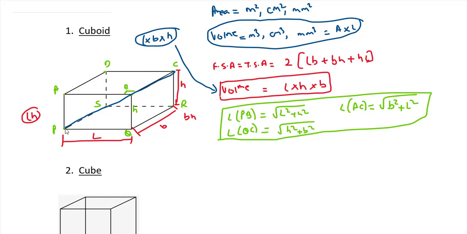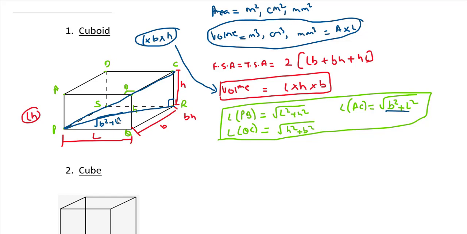For this we'll first join the point P and R as well. Now notice the points P and R are on the same plane, which is the bottom plane, and CR is perpendicular to PR. So we'll get a right angle triangle PCR. In this triangle CR is H. What is the length PR? PR will be nothing but your face diagonal. For this face diagonal, the length will be the same as the length for AC. So here we have square root of B square plus L square.